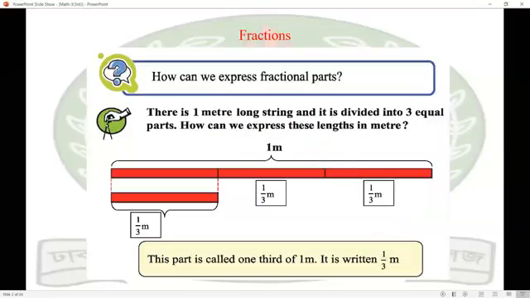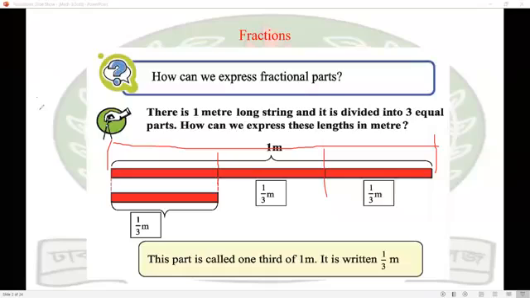We see that there is a 1 meter long string and it is divided into 3 equal parts. How can we express this length in meters? You see that there is a 1 meter long string from here to here. This is 1 meter long. We divided this 1 meter long string into 3 equal parts, from here and from here. All 3 parts are equal. How can we express every part in meters?